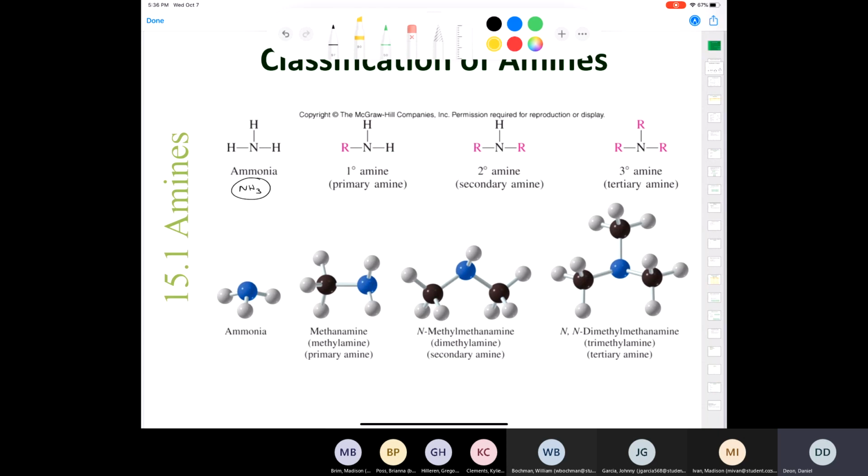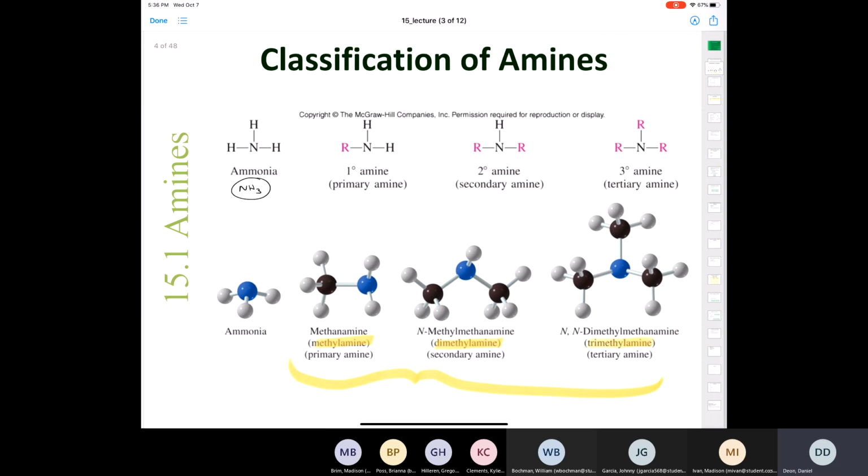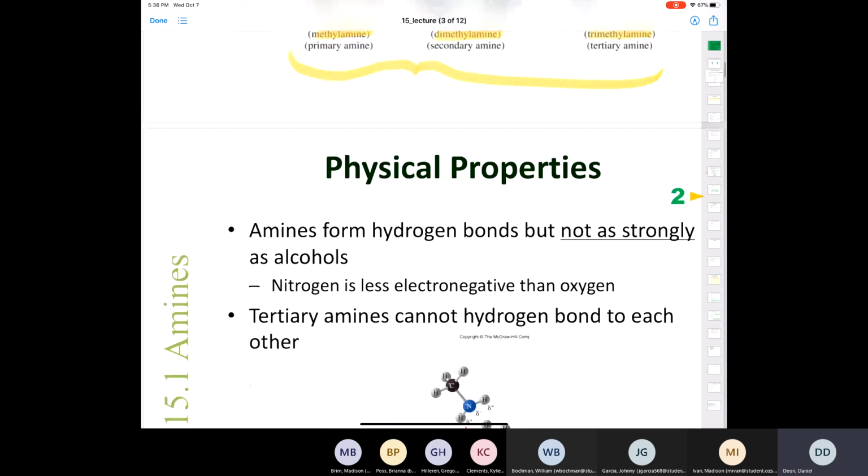These molecules shown down here, methylamine, dimethylamine, and trimethylamine, are just examples. If the R groups were all methyl groups and I had only one methyl group, that would be methylamine. And again, I'll show you where these other names come from. If we have two methyl groups on the nitrogen, then it would be dimethylamine. And if we have three, it's trimethylamine, like that. So primary, secondary, and tertiary amines.